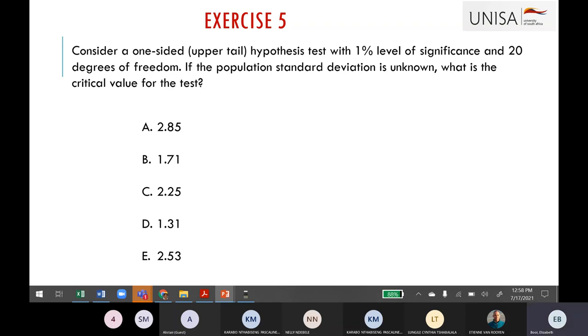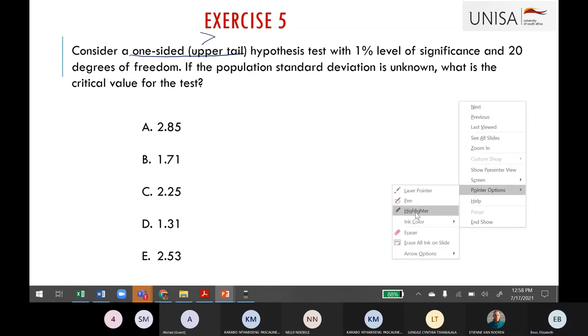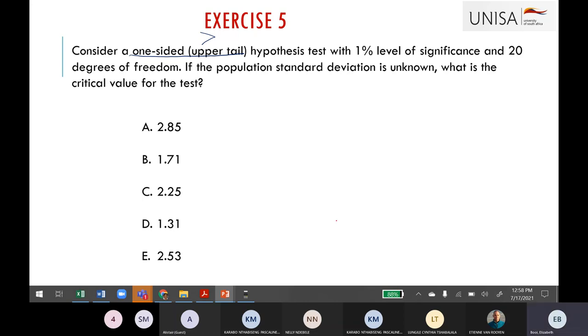Consider a one-sided upper tail. So one-sided upper tail, which means it's greater than. So I want to go back to my red pen. Consider a one-sided upper tail hypothesis test with 1% level of significance, which is our alpha of 0.01, and 20 degrees of freedom, which is our DF. If the population standard deviation is unknown, we use T. What is the critical value?